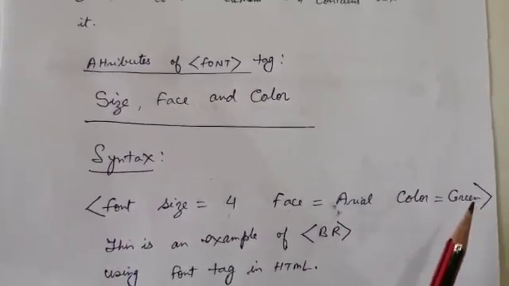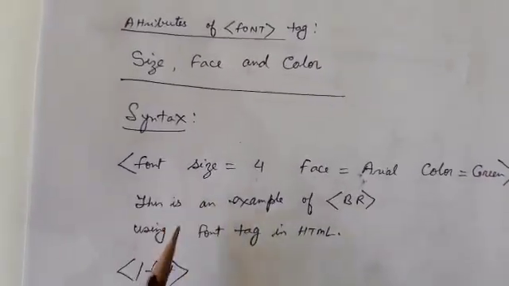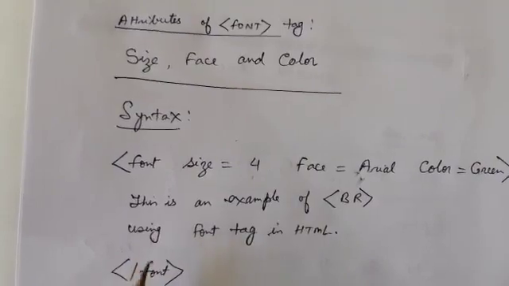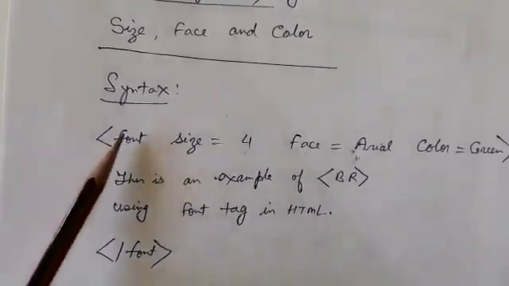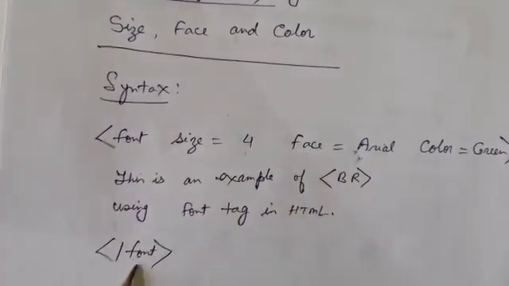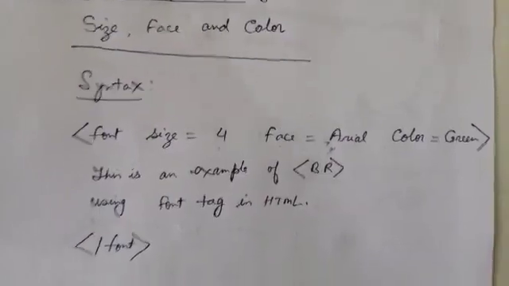Then close the tag, that is, the angular bracket close. Then write the contents within, and then end with the font tag. So font start with the other attributes, and font end, and the contents within. That is how we can use the font tag.